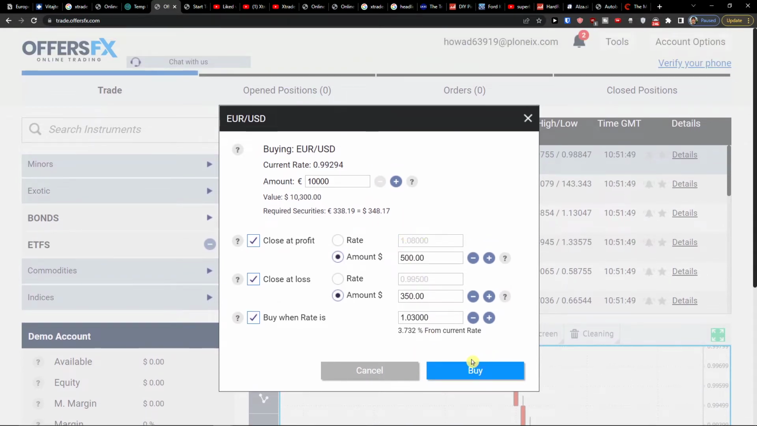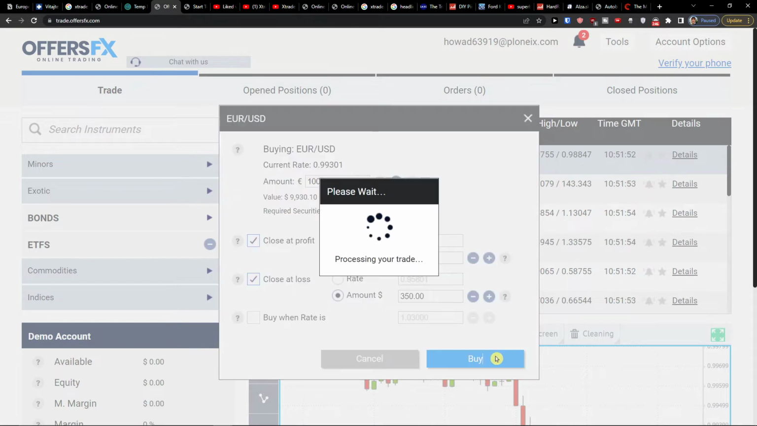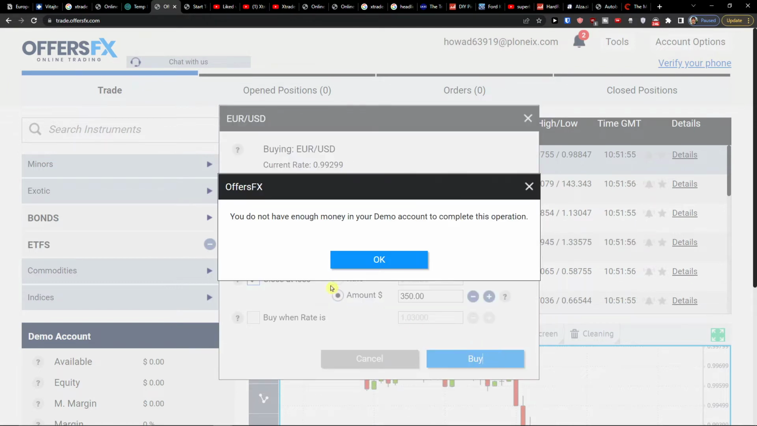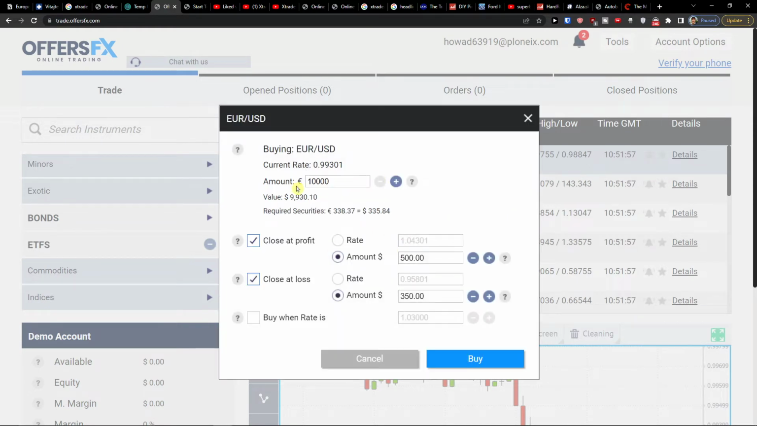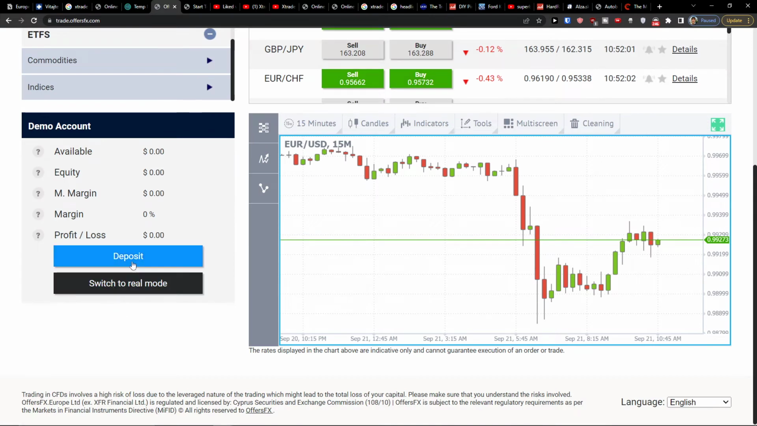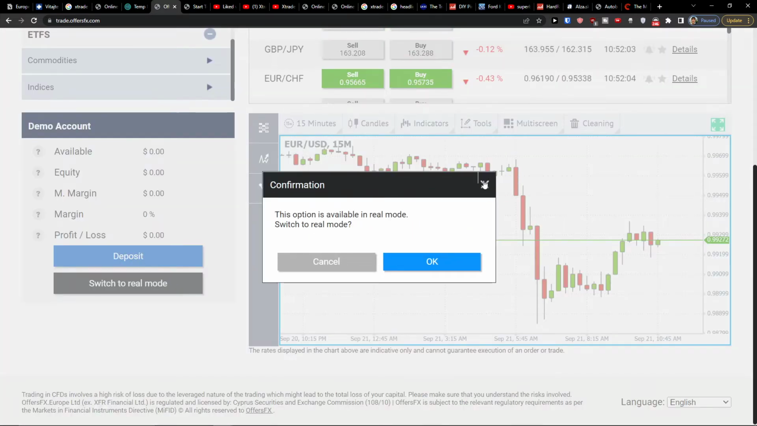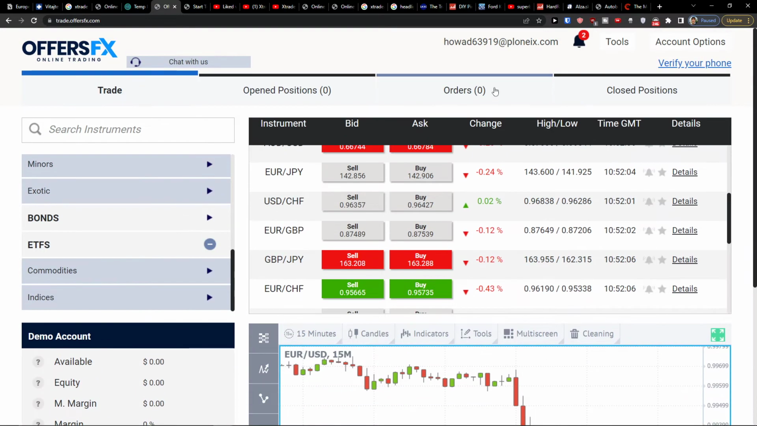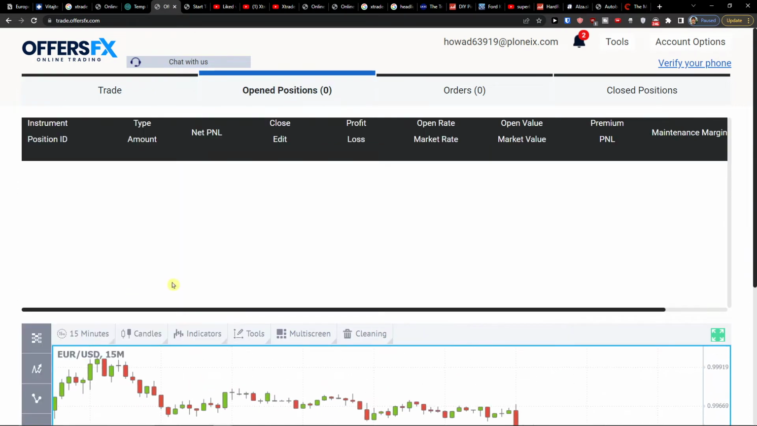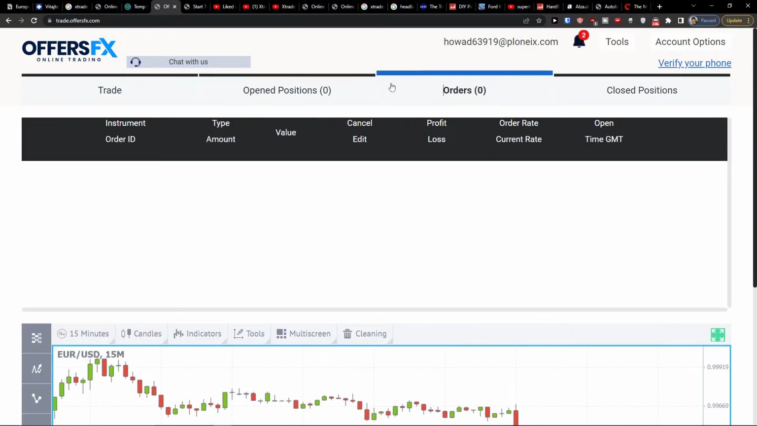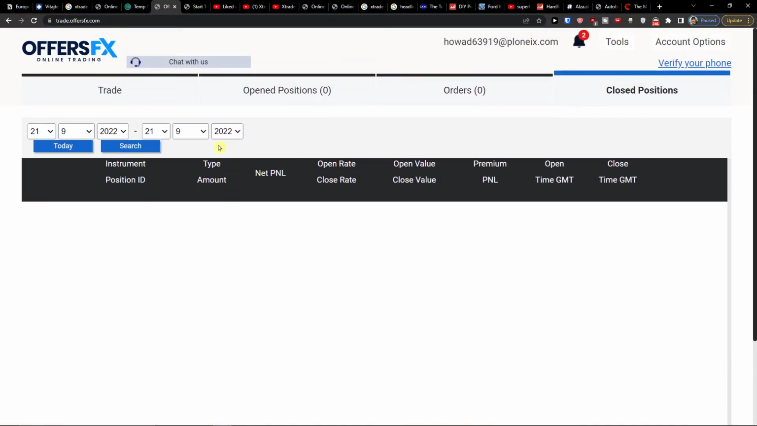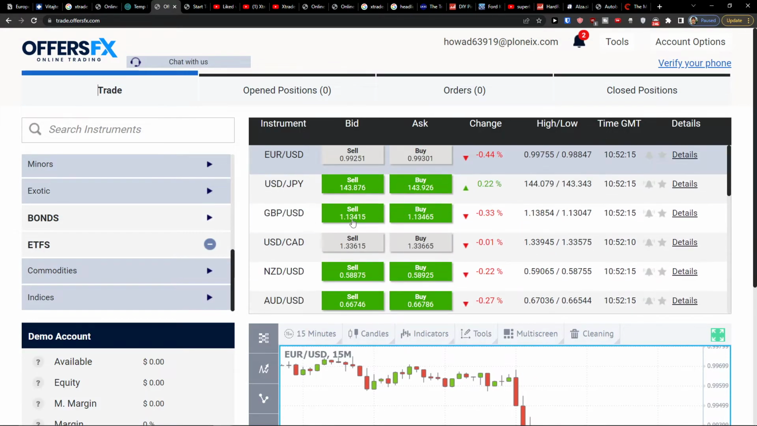Now, let's say I'm not going to use buy when rate is, I can click buy here. And now you need to have money in the account. And then when you're going to play around with it, you would find open positions right here, and also orders next to the open positions. And then also the option to see closed positions.